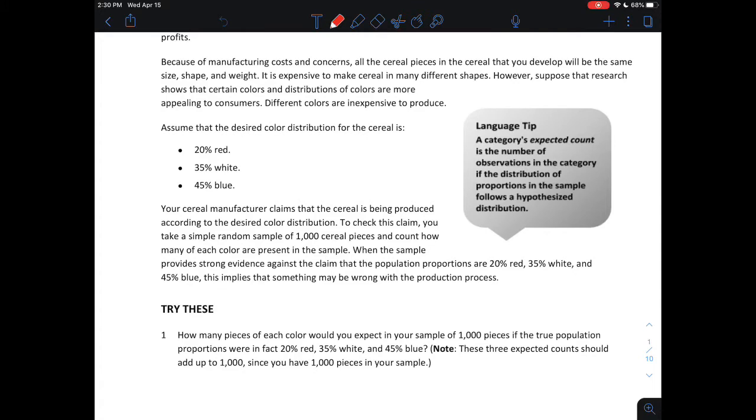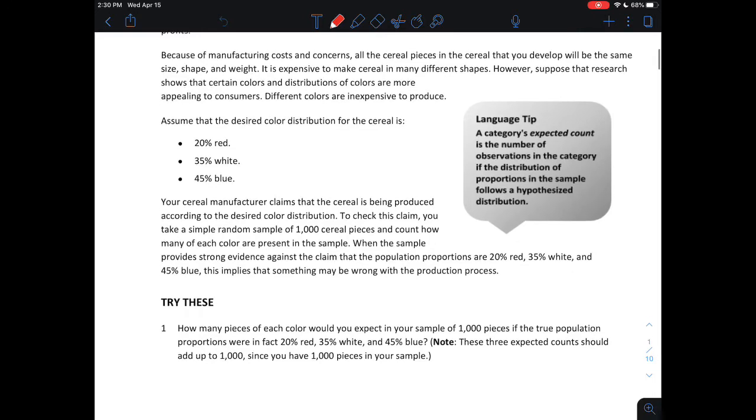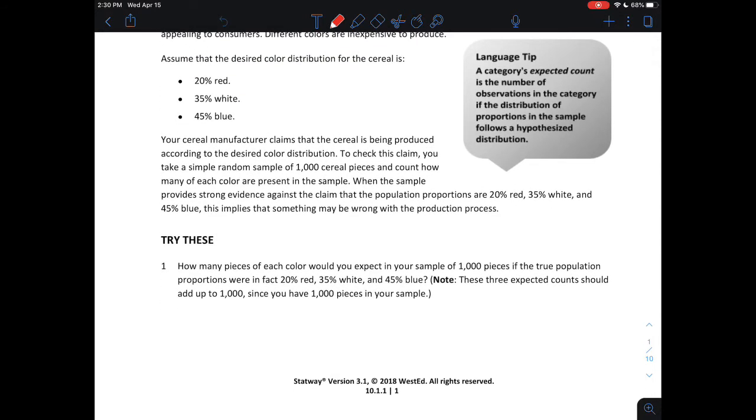Try these. Number 1, how many pieces of each color would you expect in your sample of 1,000 pieces if the true population proportions were in fact 20% red, 35% white, and 45% blue? Note, these three expected counts should add up to 1,000 since you have 1,000 pieces in your sample. Up in the middle of the page where it says language tip, they point out that a category's expected count is the number of observations in the category if the distribution of proportions in the sample follows a hypothesized distribution. So they've hypothesized what they are after. They're after 20% red, 35% white, and 45% blue.